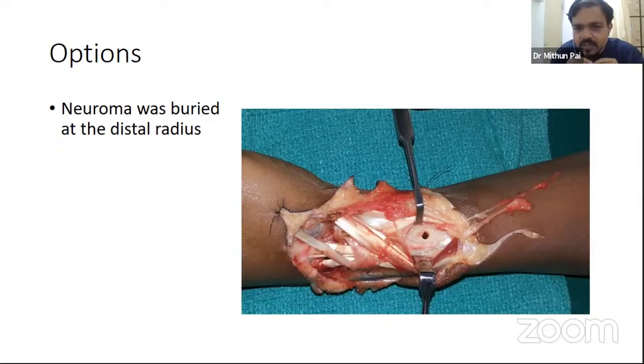So I would like to ask which of these options would lead to least recurrence of the options available, like burying into the muscle or burying into the bone, which has got the least recurrence?